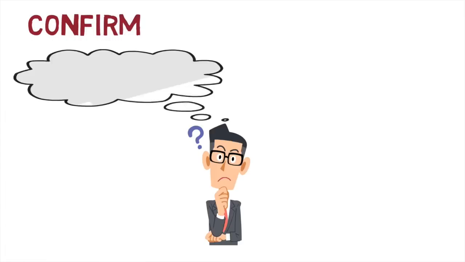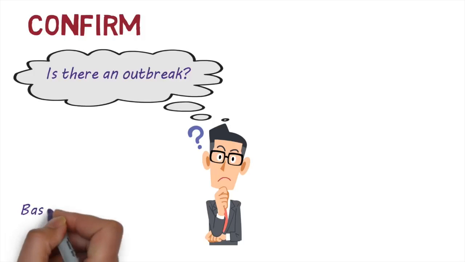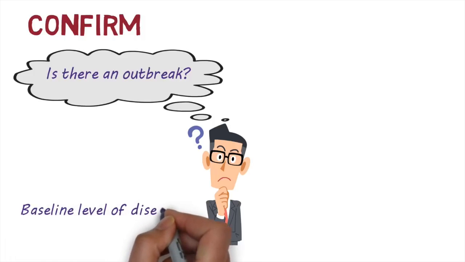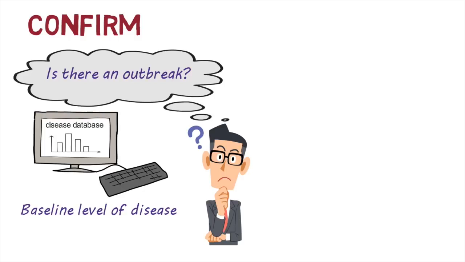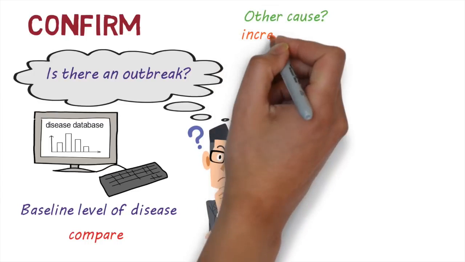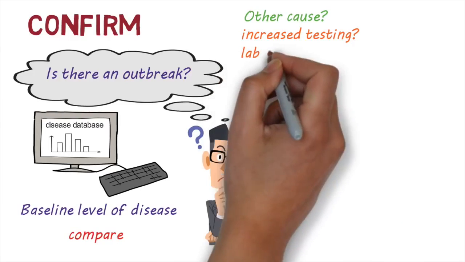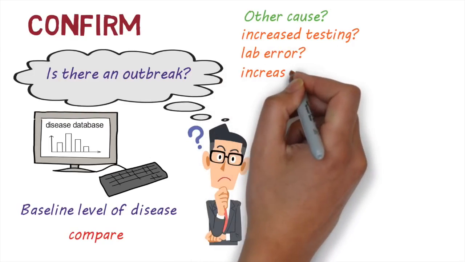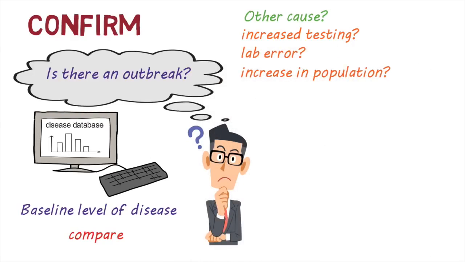Confirming that there is an outbreak is the first step of an outbreak investigation. To determine whether there are more cases of illness than what's expected, we need to know the baseline level of illness in that population for that given time. Then we can compare it with the level of illness we're seeing to see whether there is an increase. However, it's important to note that even if there are more cases than expected, other causes of this apparent increase, such as a sudden increase of testing, a lab or diagnostic error, or a sudden increase in population, need to be ruled out.